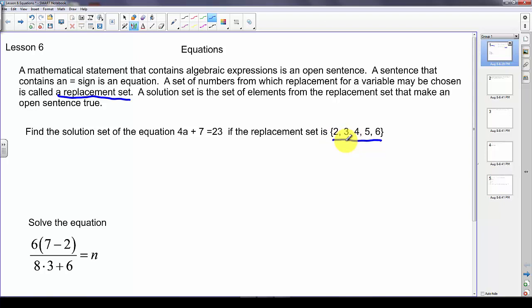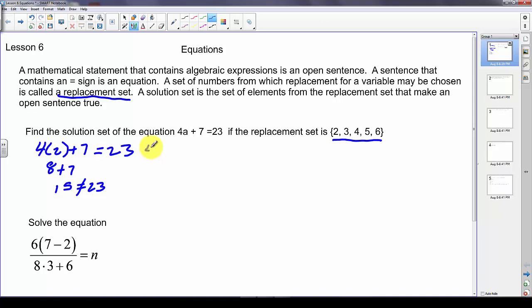What we're going to do is take and substitute each one of those numbers, 2, 3, 4, 5, and 6, in for A in this equation and see which one makes a true statement. So let's go ahead and do that. If I take 4 times 2 plus 7, we want that to equal 23. So this is 8 plus 7, which we know is 15, which does not equal 23.